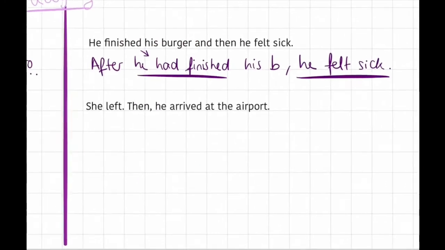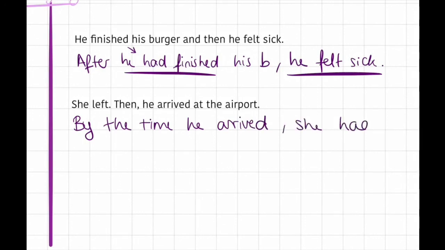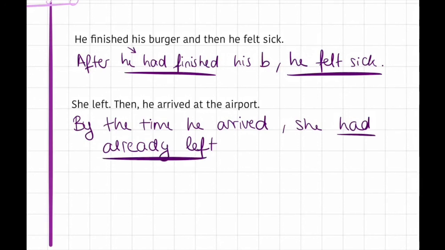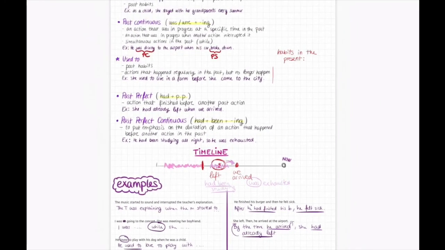Another example would be, she left, then he arrived at the airport. We can say, by the time he arrived, she had already left. So we are using the past perfect simple to express the first action and the past simple to explain the second action. So these are all the examples that you can find in the rephrasings of the past tenses.